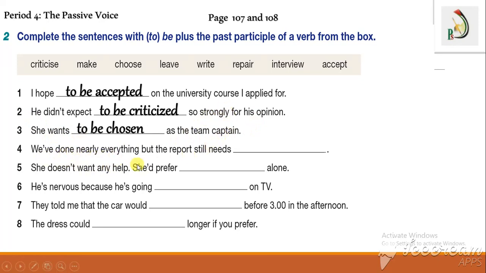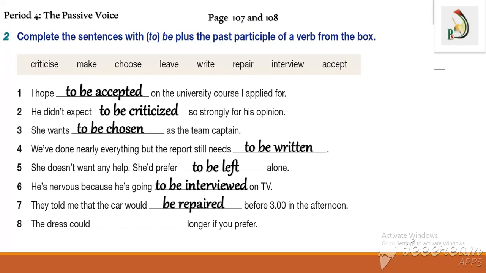We have done nearly everything, but the report still needs to be written. She doesn't want any help. She would prefer to be left alone. So we are adding to be. He is nervous because he is going to be interviewed on TV. They told me that the car would be repaired.